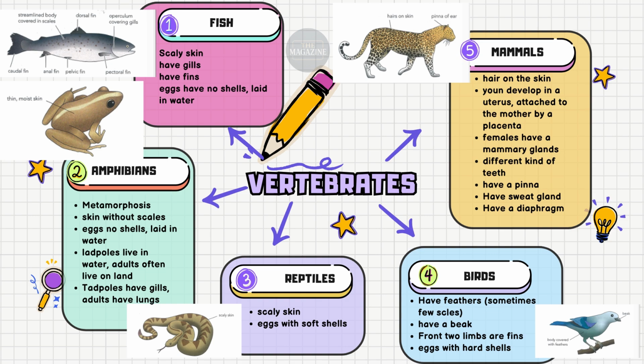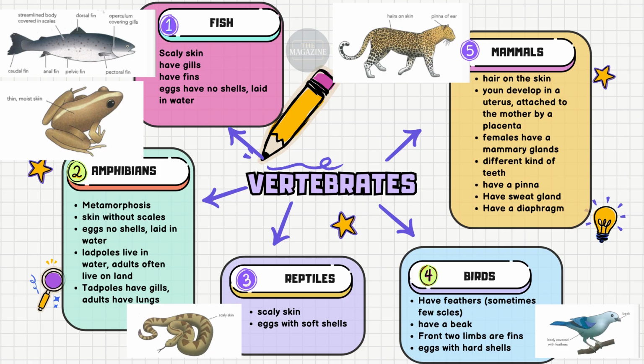The next characteristic is they have different kinds of teeth, not a similar type of teeth. They have canines, molars, premolars, different types of teeth. And next, they have a pinna. What is the pinna? Pinna is the outer ear, so that means the earlobe or outer ear flaps that mammals have. Next, they have sweat glands on their skin. Lastly, they have a diaphragm.